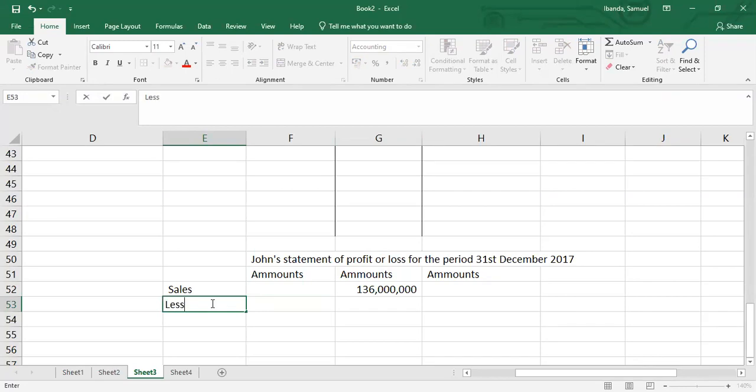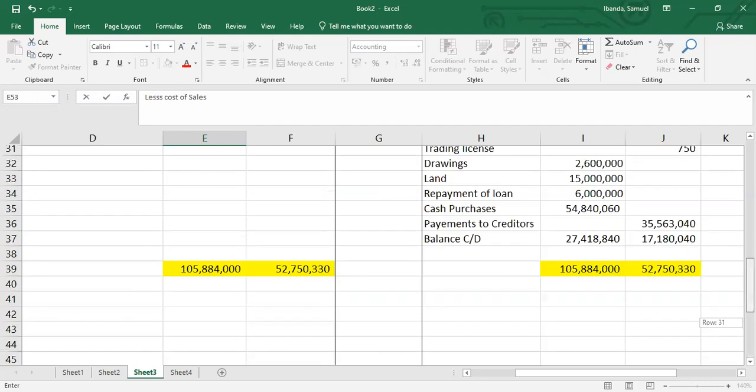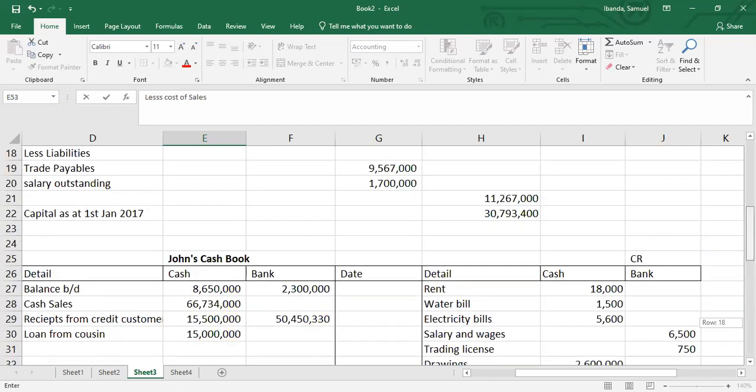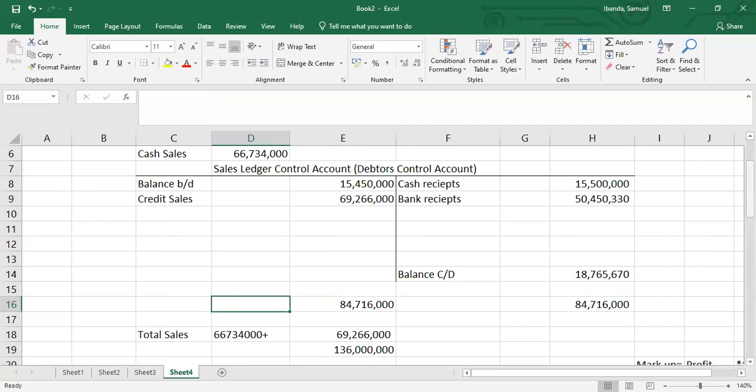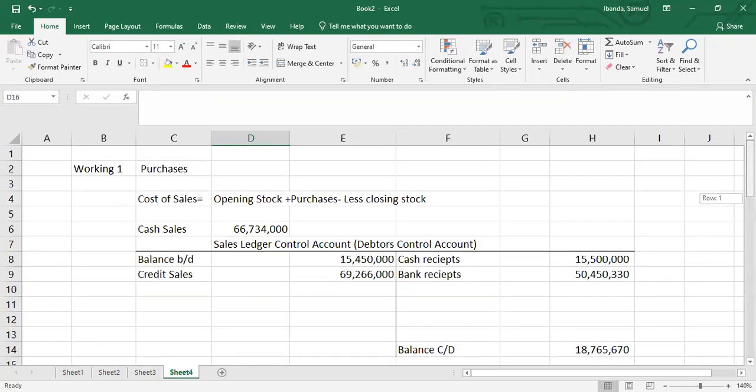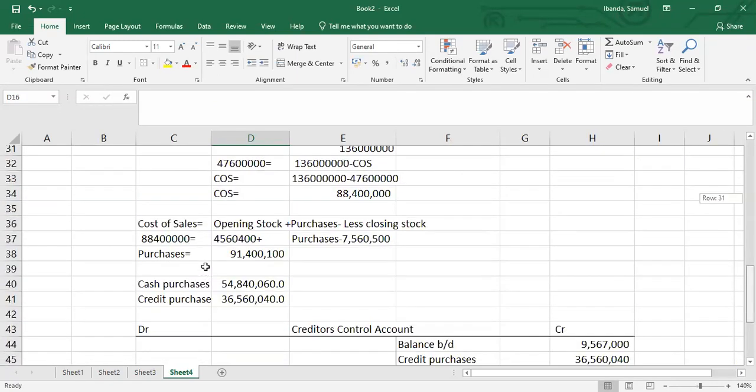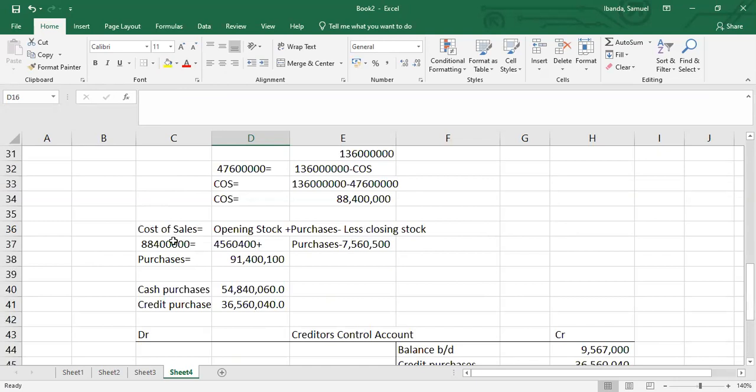Less cost of sales. Okay. Now ask yourself, do we have the cost of sales? Yes, we also have cost of sales. Remember, we calculated it somewhere. We calculated our cost of sales figure, and it was 84.